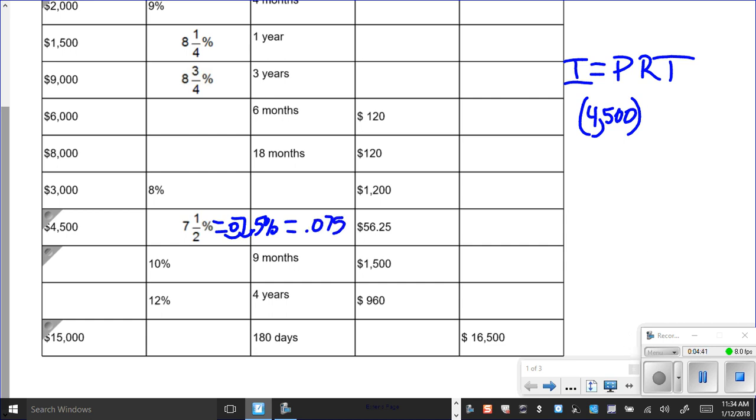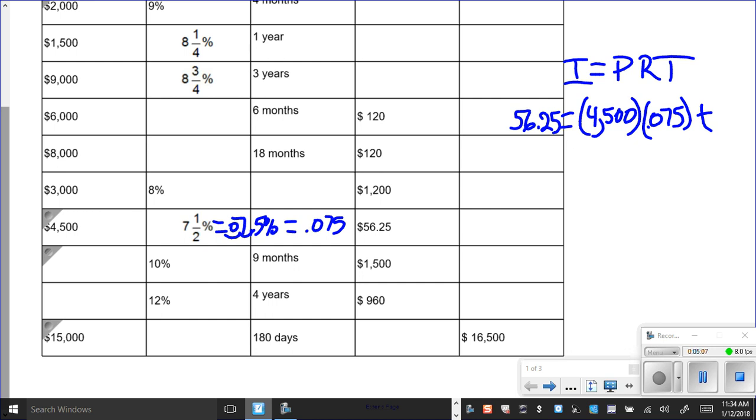That's the number we're going to use. So now we have 0.075, and we do not know the time, so we're just going to leave t there. Right? And that equals, we do know the interest of 56.25. Now, all we have to do is multiply and divide. We're going to use our basic equation principles.